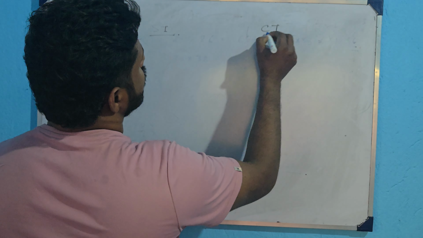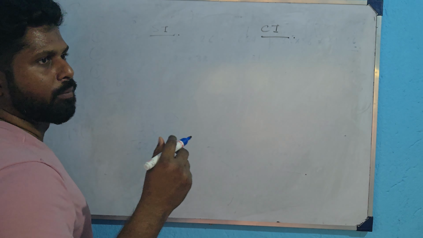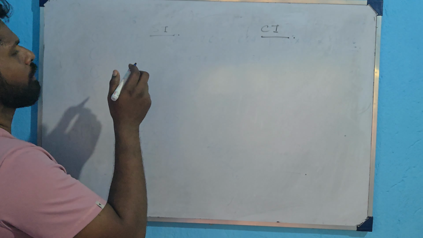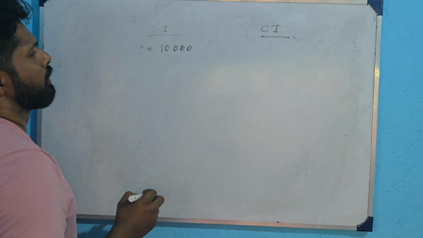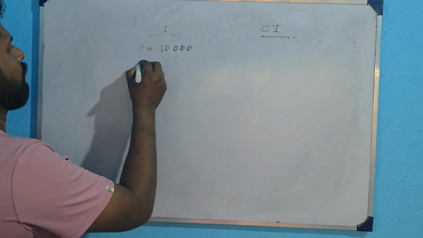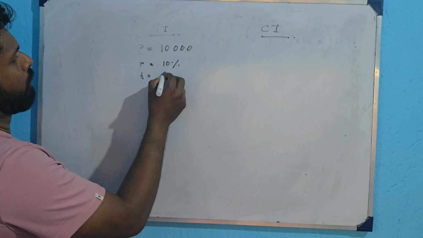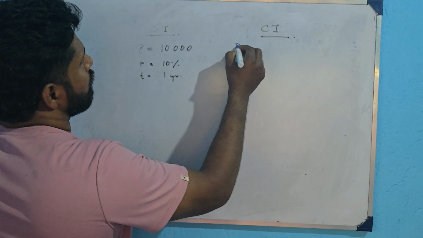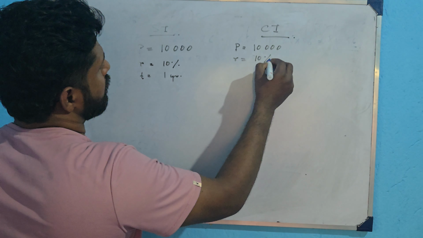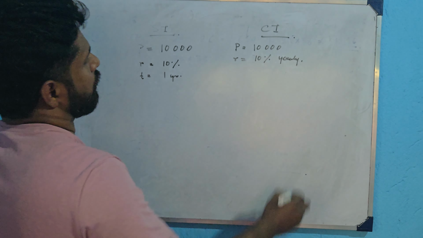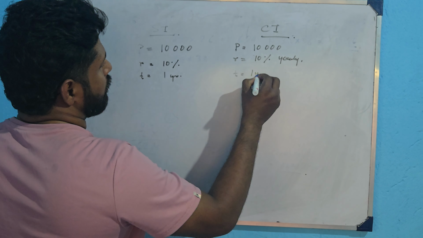Simple interest, compound interest. Okay, suppose you are keeping rupees 10,000 in a bank, where the rate of interest is 10%, and you are keeping it for 1 year. For CI also you are keeping 10,000, rate of interest is 10% yearly. That yearly thing I will explain. The time is 1 year.